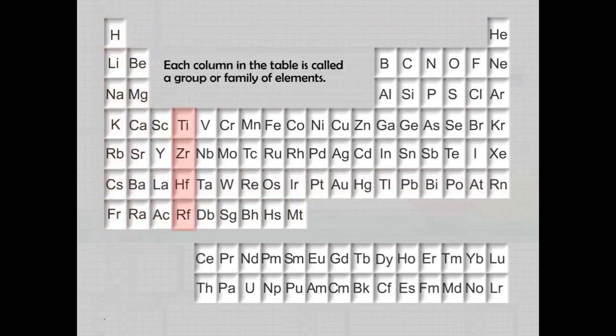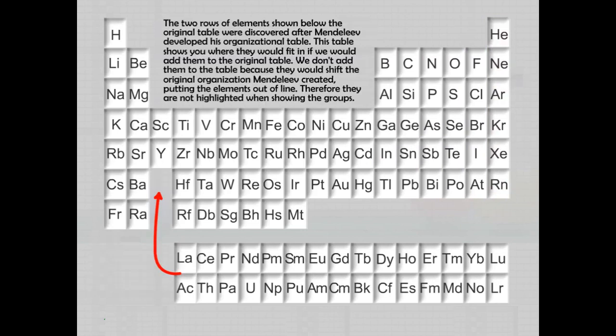Each column in the table is called a group or family of elements. The 2 rows of elements shown below the original table were discovered after Mendeleev developed his original organizational table. This table shows you where they would fit in if we would add them to the original table. We don't add them to the table because they would shift the original organization Mendeleev created, putting the elements out of line. Therefore, they are not highlighted when showing the groups.